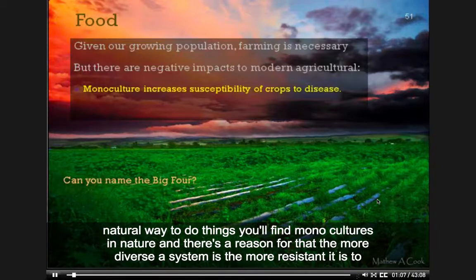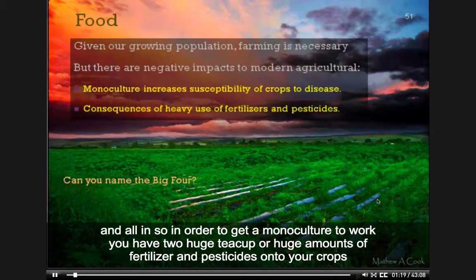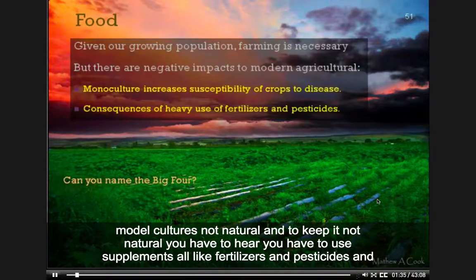The more diverse a system is, the more resistant it is to disease, or to blight, or parasites. Monocultures are very susceptible to these sorts of things. And so in order to get a monoculture to work, you have to pour huge amounts of fertilizer and pesticides onto your crops. And both of these things, fertilizers and pesticides, are made with fossil fuels. So monoculture's not natural, and to keep it going, you have to use supplements like fertilizers and pesticides.